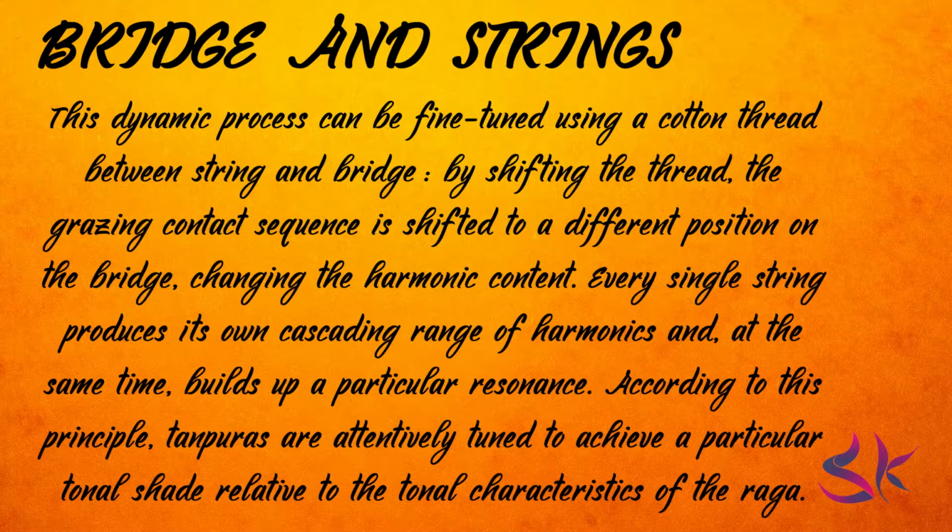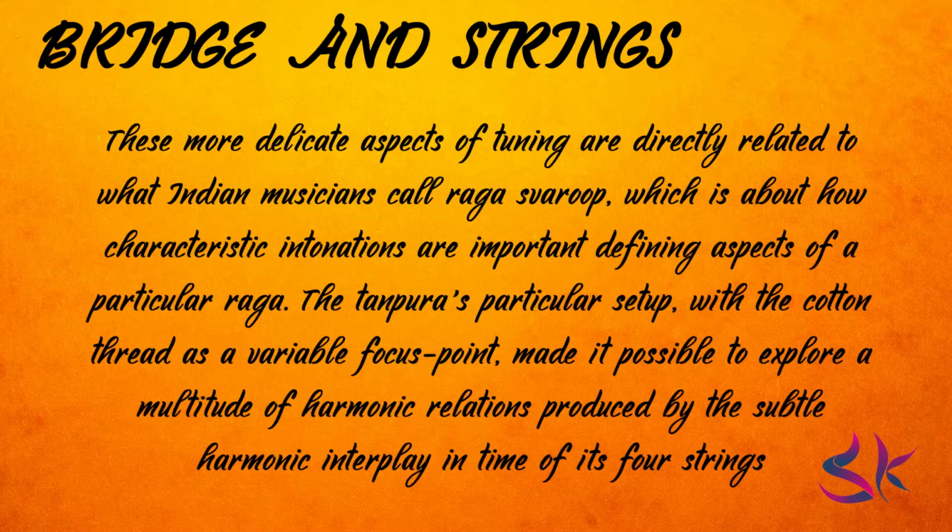Every single string produces its own cascading range of harmonics and at the same time builds up a particular resonance. According to this principle, Tanpuras are attentively tuned to achieve a particular tonal shade relative to the tonal characteristics of the raga. These more delicate aspects of tuning are directly related to what Indian musicians call raga swarup, which is about how characteristic intonations are important defining aspects of a particular raga.